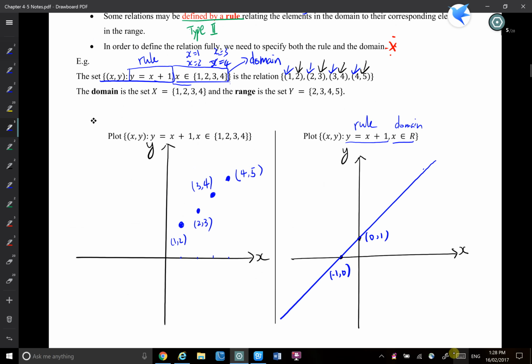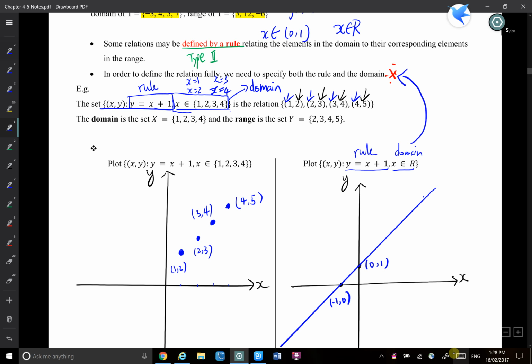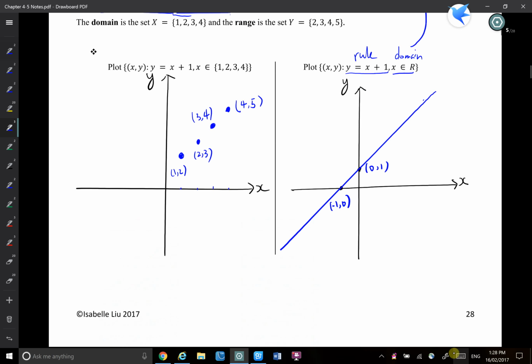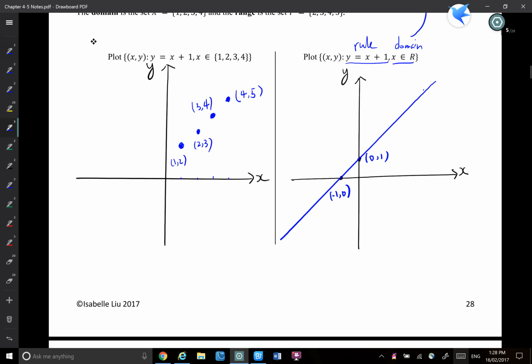So let's go back to this point now. You understand now why we specify both the rule and the domain, because you have different graphs. Different domains will give you different graphs, even though the rule looks the same. Okay, so that's type 2, right? Type 2 is defined by a rule.